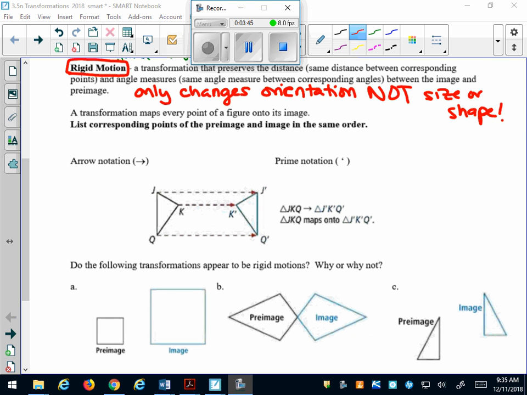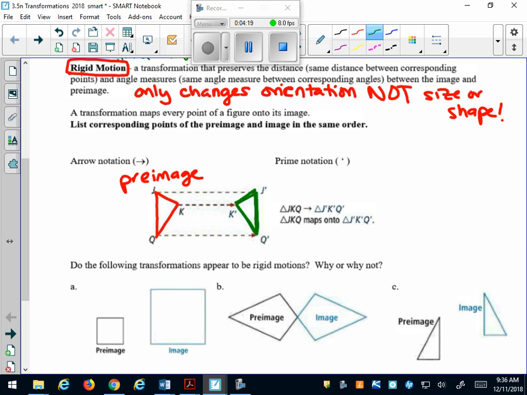There's a couple of new notation forms that you will be getting used to here. If this is our pre-image right here, and it becomes this triangle, I didn't trace it perfectly, but it's supposed to be congruent. Same exact size and shape.